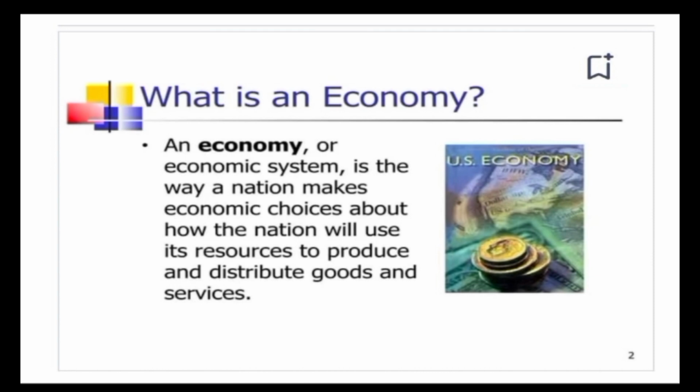What is economy? We will start from the simple definition of economy. An economy or economic system is the way a nation makes economic choices about how the nation will use its resources to produce and distribute goods and services. And an economy is actually a system, just like an institution such as a hospital, a school, a government institution or an agricultural institution. It's an institution which has many factors or many participants that work together to determine how they will use their resources to make the efficient output or the optimum output, and how to get the maximum output or maximum profit.